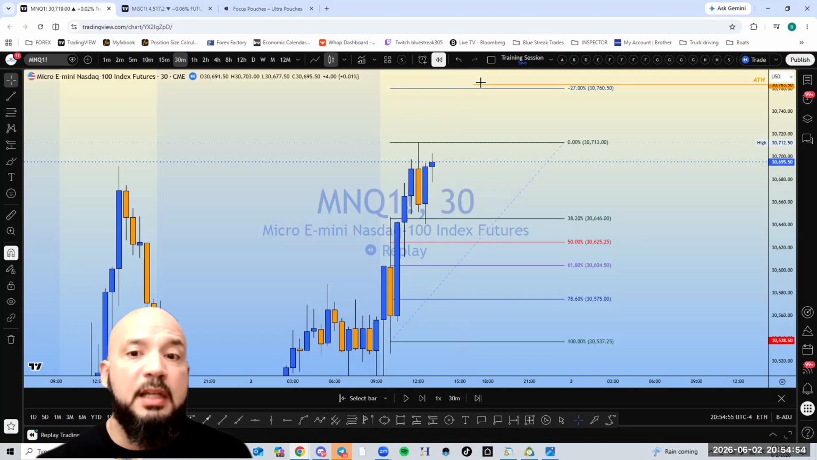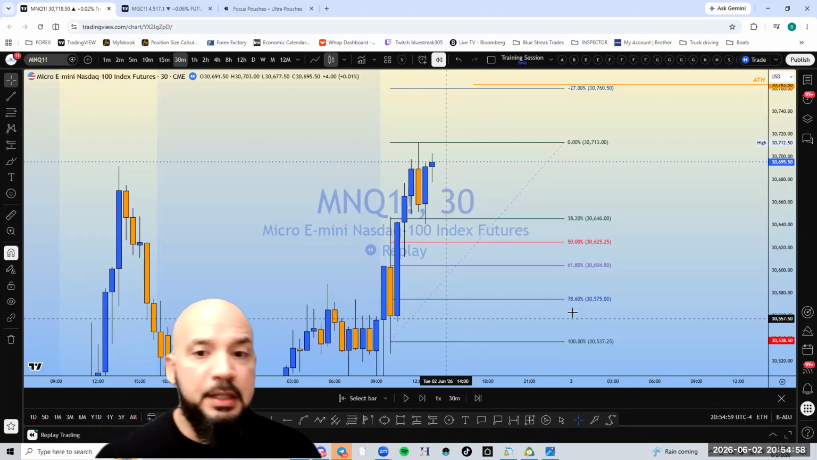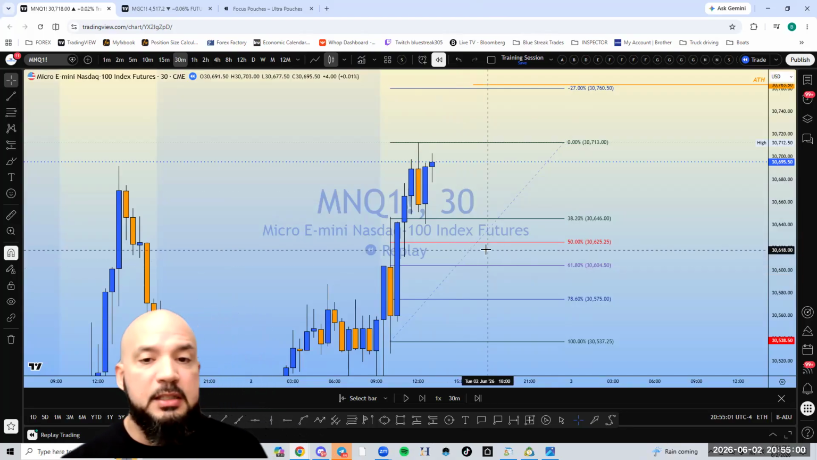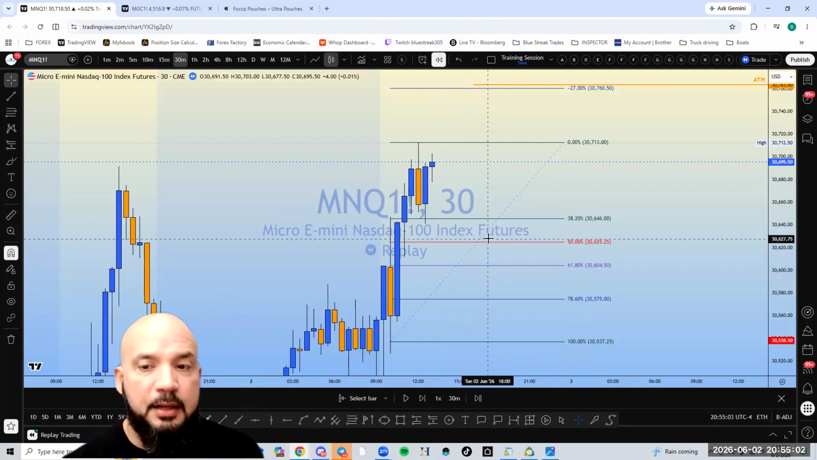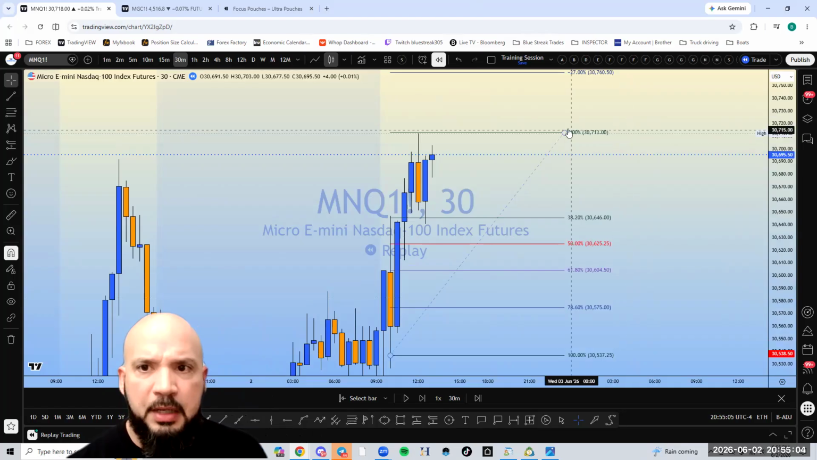The 50% is what's called an institutional midpoint, meaning this is where the markets like to balance out. This line right here, if you guys can see it clearly, let me make it thicker.